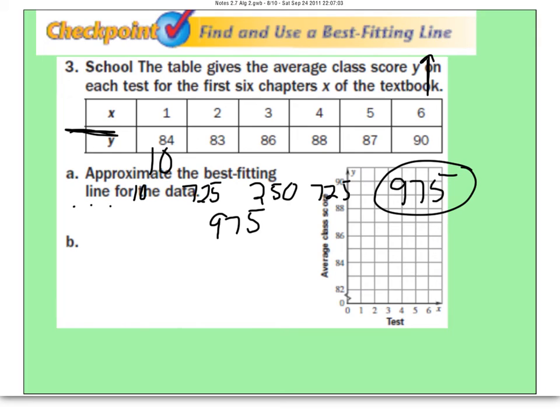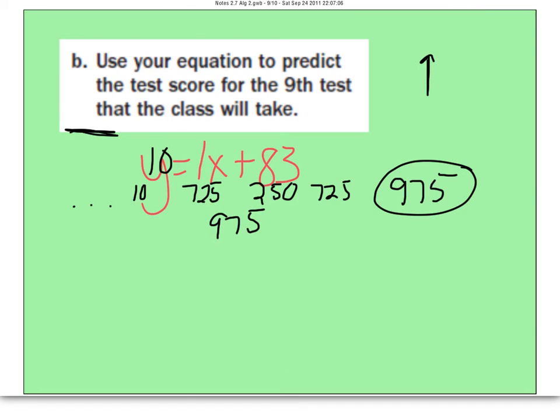Where x stands for the chapter of a textbook, and y is your test score. So now if they want us to predict the score for the 9th test, the test number stood for the letter x, so I'm just going to put that in here. So it's going to be 9 plus 83, which will give us a predicted score of 92.